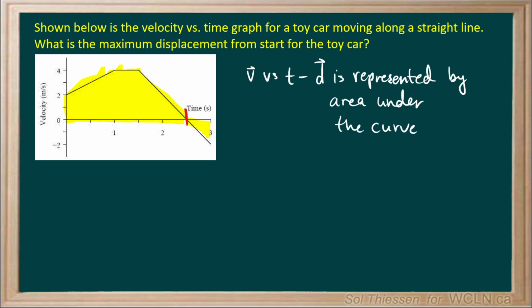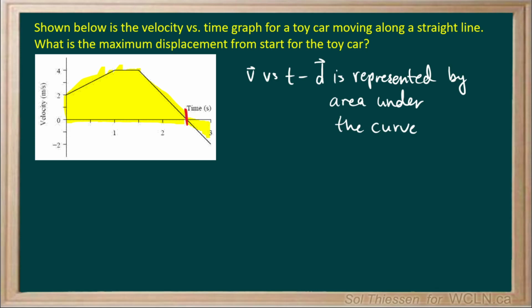So for the first 2.5 seconds, the car is traveling only in the positive direction, and it's gaining positive displacement. And then after the first 2.5 seconds, the car starts to gain some negative displacement, or in other words, it starts to travel back towards where it started. So the maximum displacement will be here at 2.5 seconds into the car's journey.